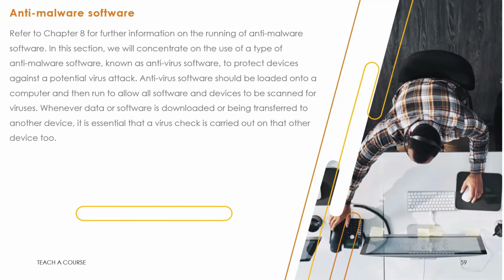Then anti-malware software, we can refer to chapter 8. In this section, we will concentrate on the use of a type of anti-malware software known as antivirus software to protect devices against a potential virus attack. Antivirus software should be loaded onto a computer and then run to allow all software and devices to be scanned for viruses. So whenever data or software is downloaded or being transferred to other devices, it is essential that a virus check is carried out on that other device too.